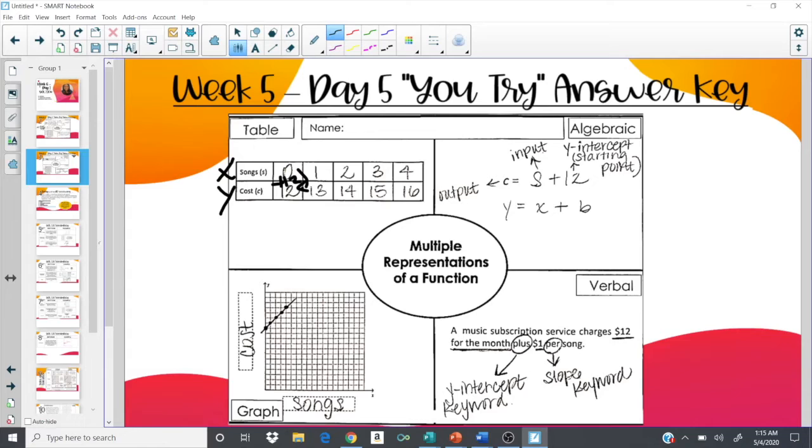To graph this, you will start at the origin and go up to 12. That represents your Y-intercept. Okay? And then you're going to continue to graph the points from the table. So to graph 2, 14, start at the origin, move 2 to the right, and up 14 on the Y. Then 3, 15, start at the origin, move 3 to the right, and up 15. And then 4, 16, start at the origin, move 4 to the right, and up 16. Okay.